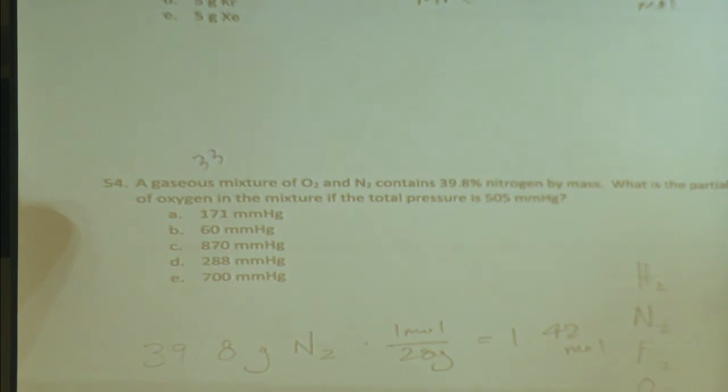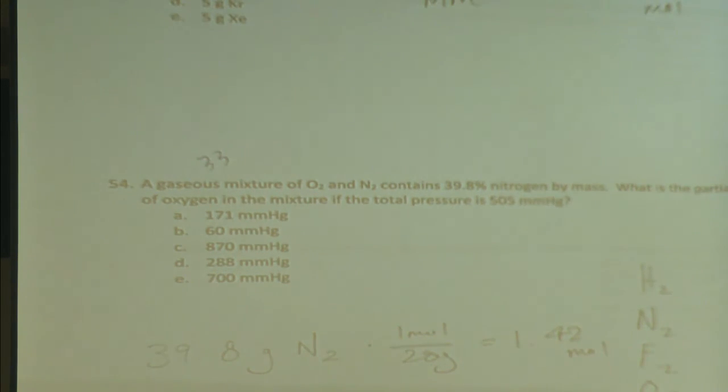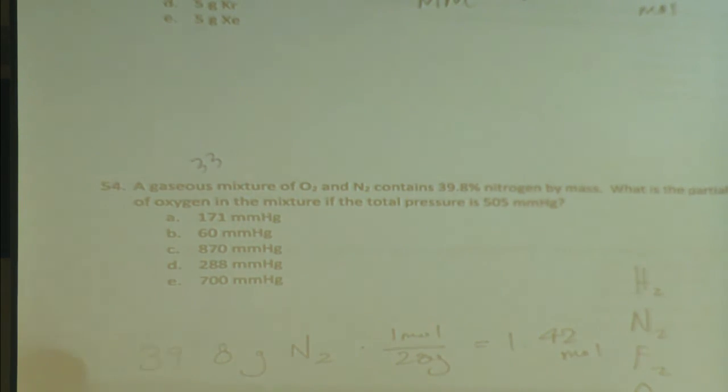And then if we assumed 100, and out of that 100, 39.8 is nitrogen gas, how much is oxygen? Yeah, the rest. So 100 minus 39.8, and you get 60.2 grams O2. 1 mole is 32 grams. That equals 1.88 moles.